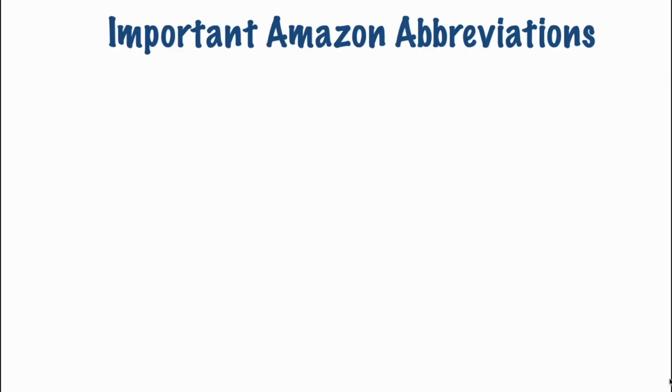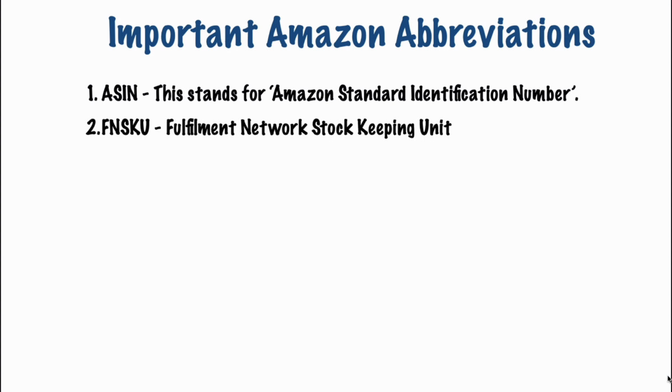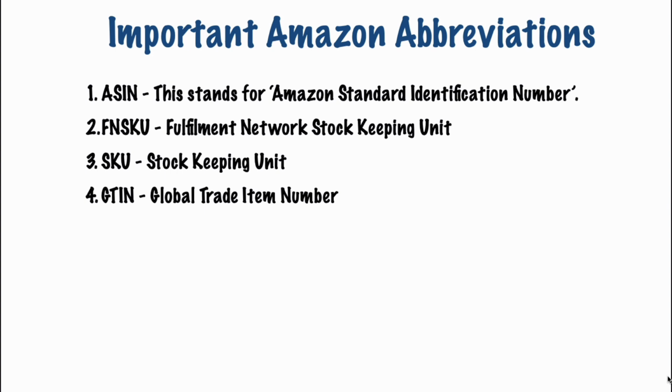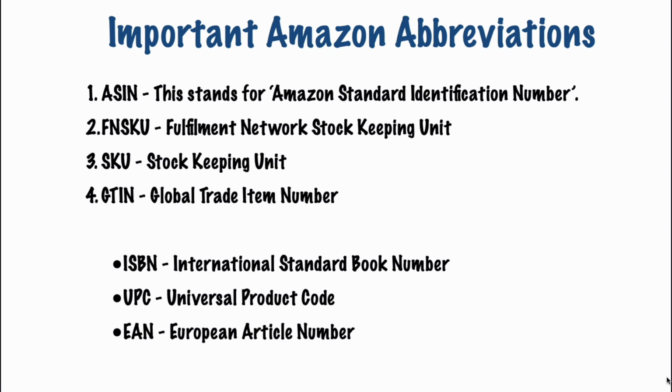First, I will talk about the full form of important Amazon abbreviations. ASIN stands for Amazon Standard Identification Number. FNSKU is Fulfilment Network Stock Keeping Unit. SKU is Stock Keeping Unit. GTIN is the Global Trade Item Number that has different product IDs like ISBN, International Standard Book Number, Universal Product Code is UPC, European Article Number is EAN.